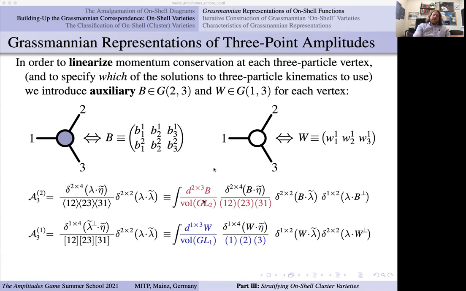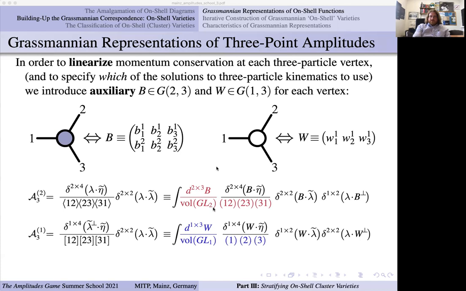And so it is a six-dimensional integral minus four dimensions. So it's a two-dimensional integral because there are four gauge degrees of freedom. And here we have a three-dimensional integral modulo GL1. So it's really a two-dimensional integral to do. In both cases, they're two-dimensional integrals.